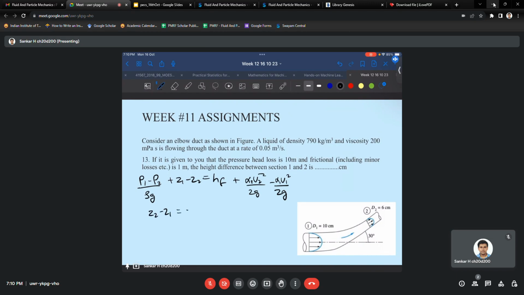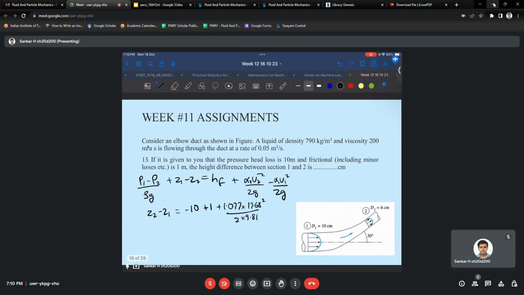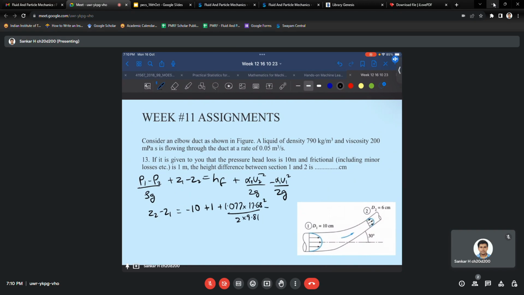(P1 minus P2) by rho g is minus 10. HF is 1 plus 1.077 times V2 square, which is 17.68 square by 2 times 9.81, minus 2 times 6.36 square by 2 into 9.81.